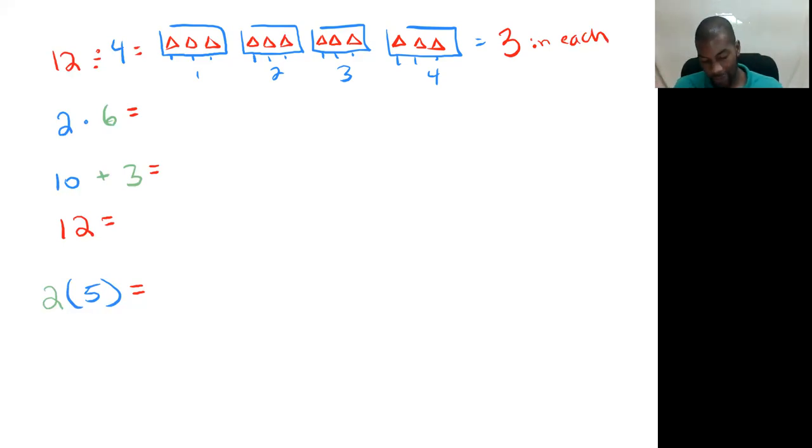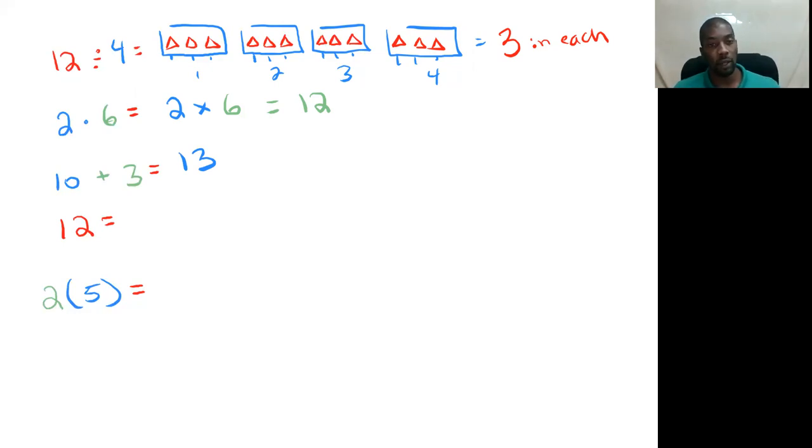All right, let's try the second one. 2 multiplied by 6. 2.6 is the same as saying 2 times 6. 2 times 6 is, that's right, 12. So the value of 2.6 is 2 times 6, and 2.6 is 12. What's the value of 10 plus 3? Well, that's a simple one. All you have to do is 10 plus 3. And you should know that 10 plus 3 is 10, 11, 12, 13. So the value of 10 plus 3 is 13.